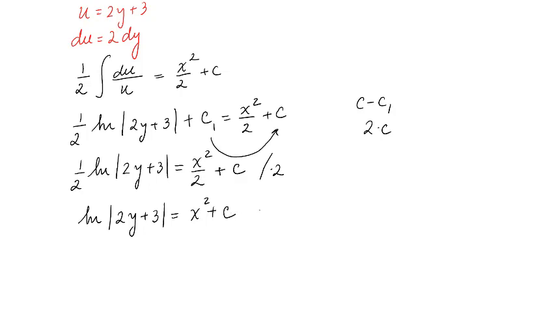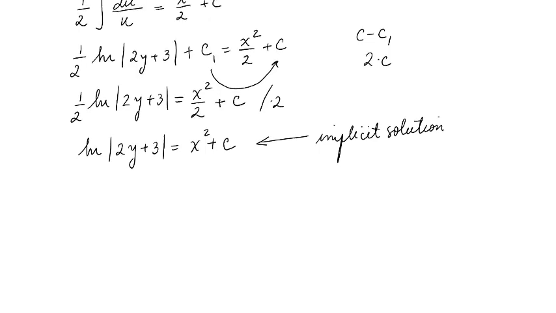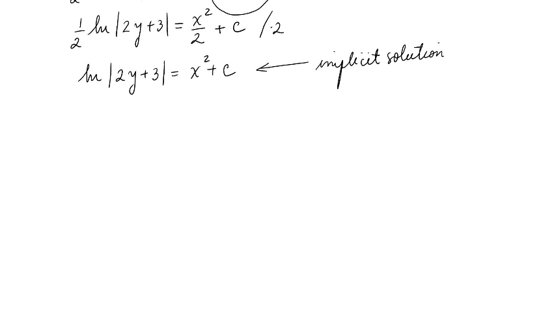If I leave the solution in this form, this is called an implicit solution. So if the solution has to be written implicitly, I can leave it like this. But I can move further and try to write my solution in explicit form, which means to write the dependent variable in terms of the independent one. In our case, we have dy dx, so the independent variable is x and the dependent one is y, so I want to write y by itself.